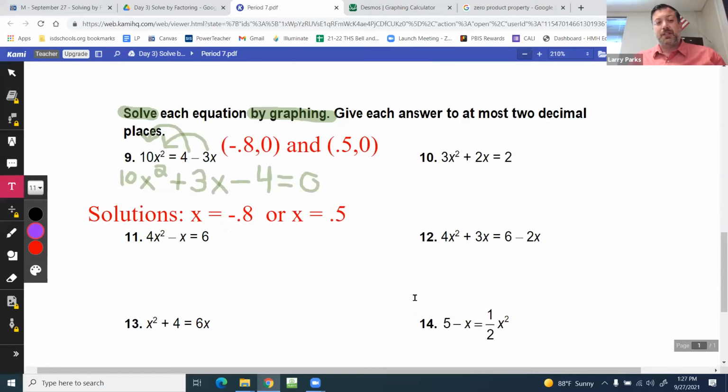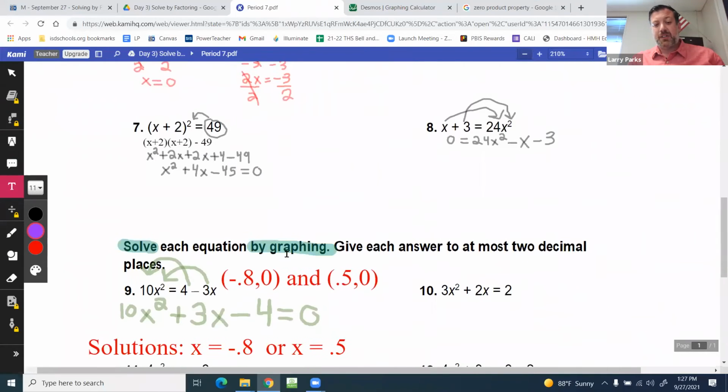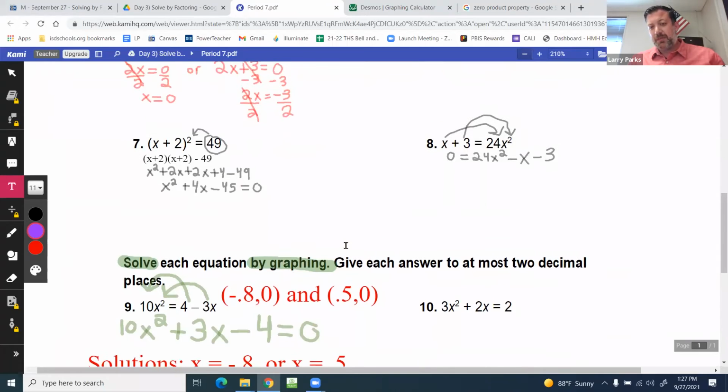So we learned 2 different things today: solved by factoring, solved by graphing. I hope that's enough for you to learn.